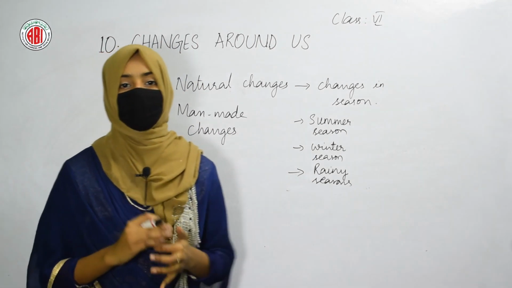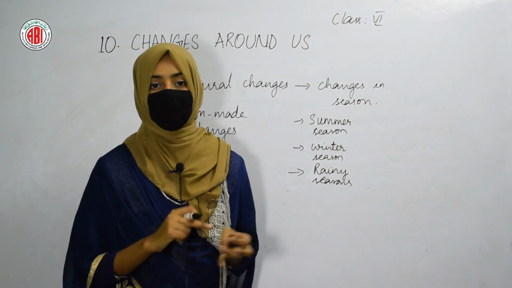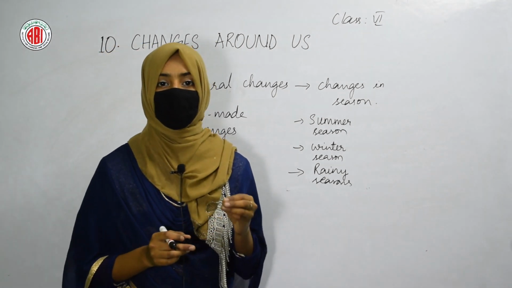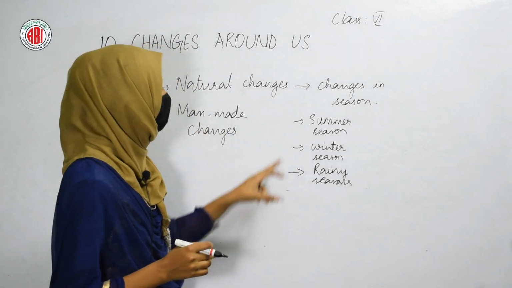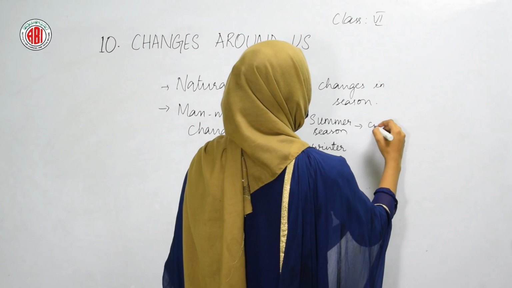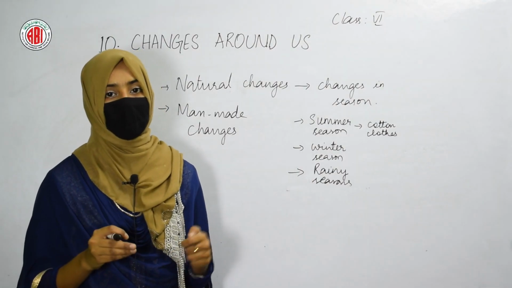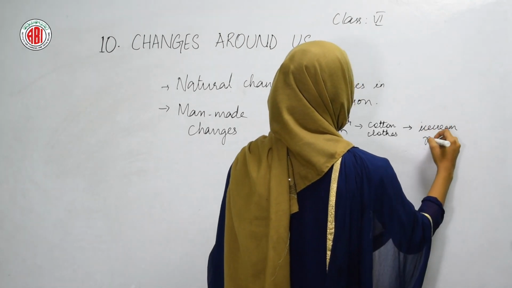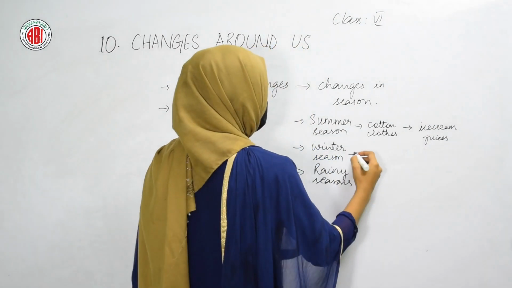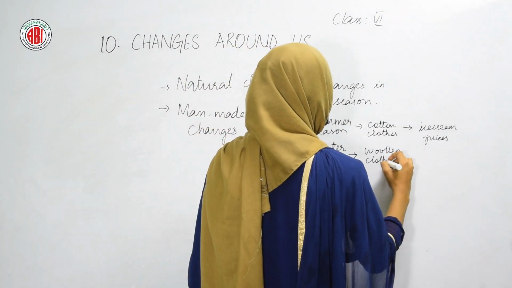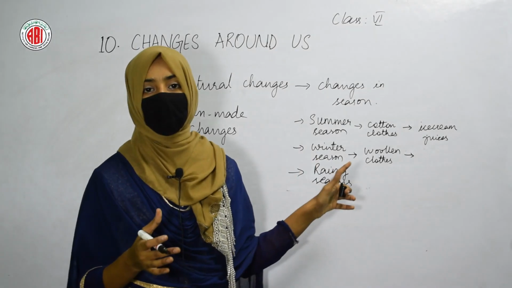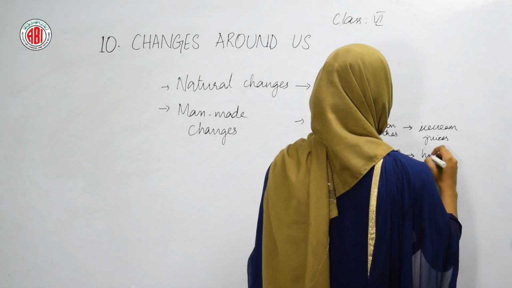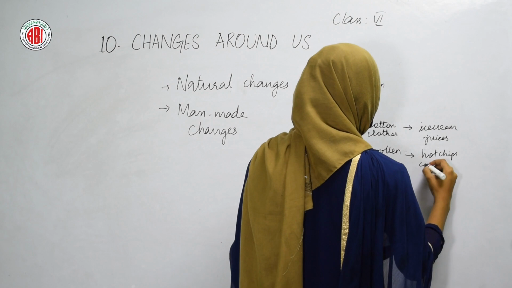According to the changes in the season, we wear different clothes, we prefer different food items, and even the duration of days and nights changes because of the change in the season. In summer season, we wear cotton clothes because cotton helps us escape the heat of the sun, and we prefer cold things like ice cream and juices. But in winter season, we wear woolen clothes that protect us from cold winds, and we prefer to have hot chips, coffee and tea.